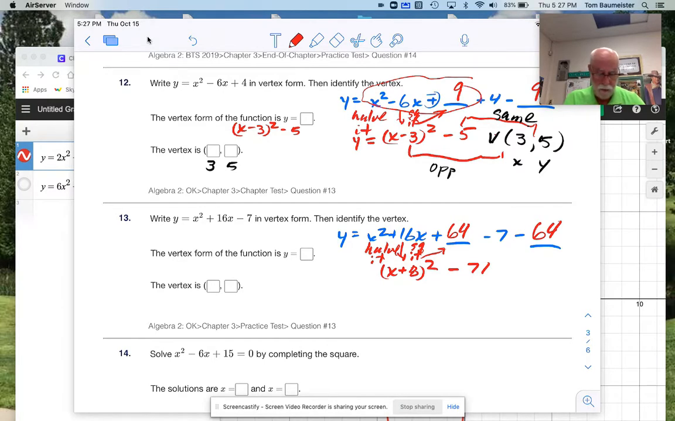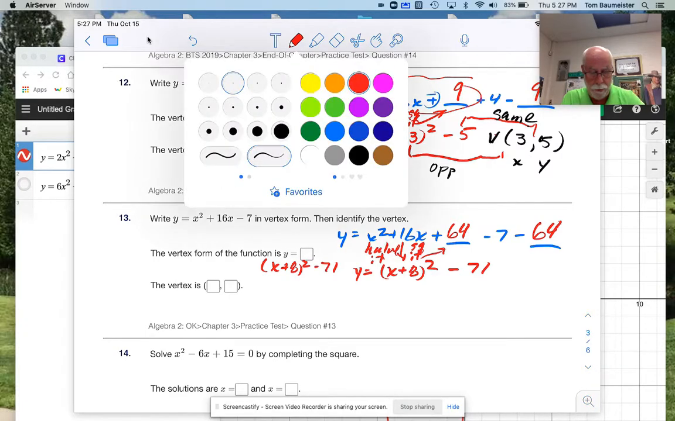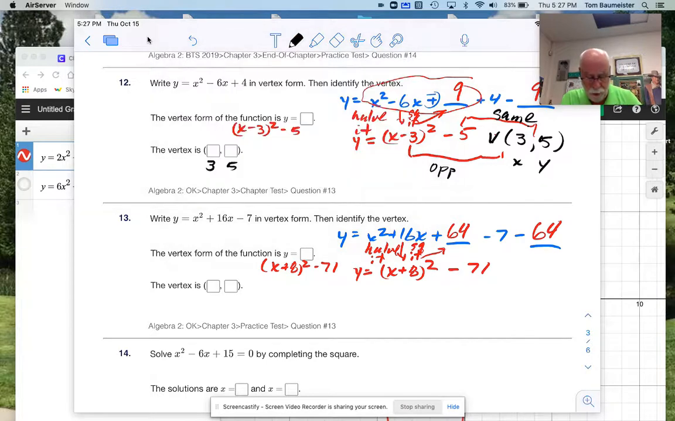So our vertex form of the function, again, it's y equals, well, they already have the y equals there for us. So we're going to say x plus 8 squared minus 71. And just like I did up above, I'm going to take my vertex as the opposite of the one in parentheses, so that's negative 8. It's the same as the one outside the parentheses, so negative 71. So we're going to say negative 8 and negative 71.